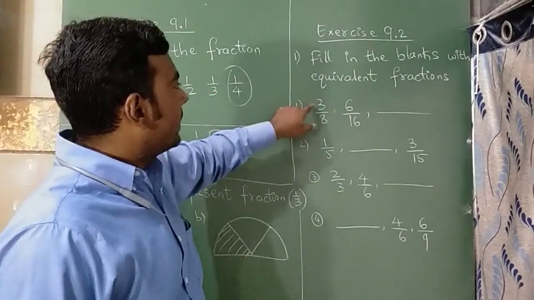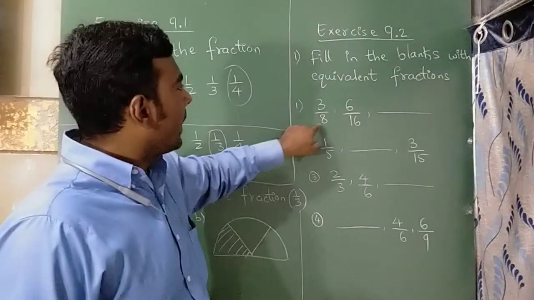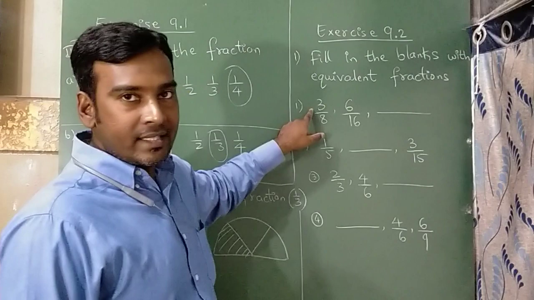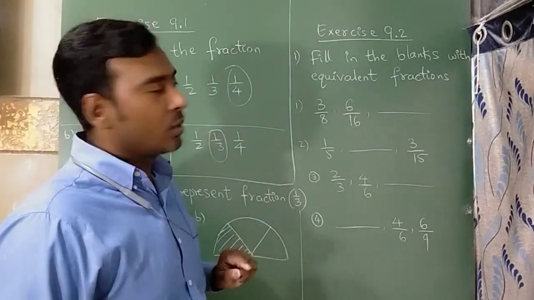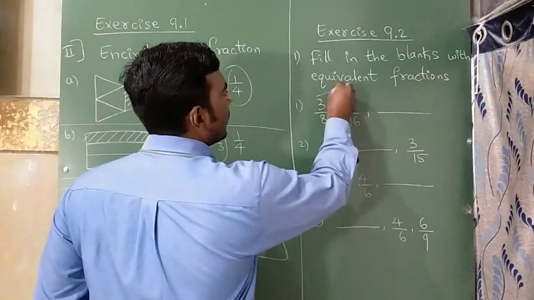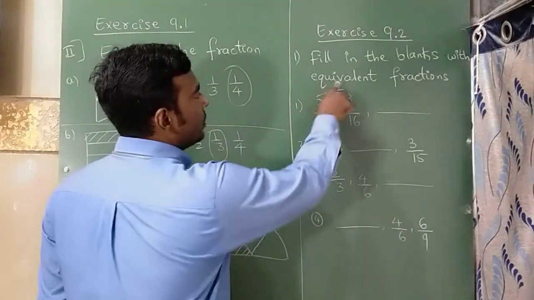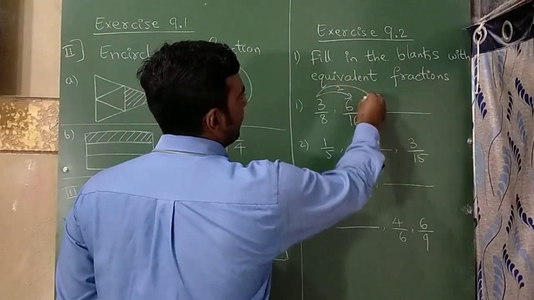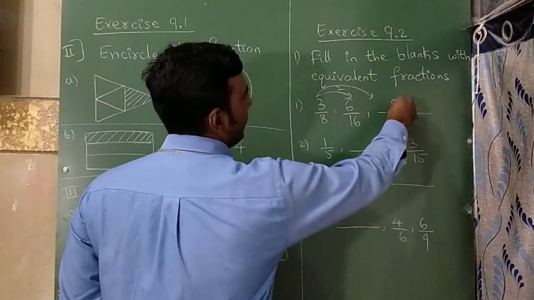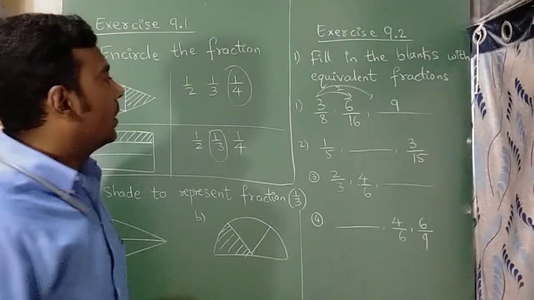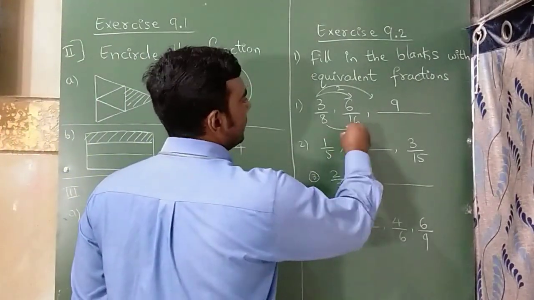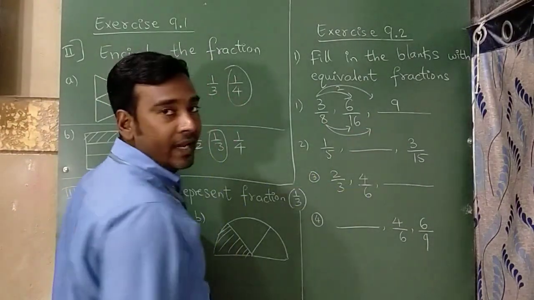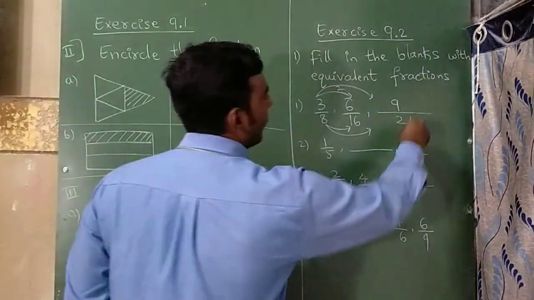So here first one they have given 3 upon 8. The next one is 6 upon 16. So you can see here in 3's table how many times does the 6 go. So it is 3 2's are 6. Fine. Now if I multiply 3 3's are 9. Okay. Now 8 2's are 16. Same thing. So this will be 8 3's are 24.